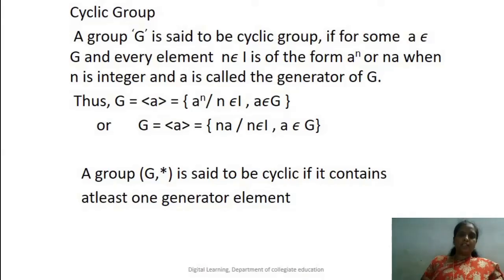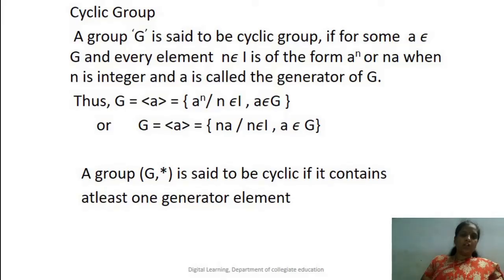A group G is said to be a cyclic group if for some a belongs to G, every element is of the form a power n, or n into a, when n is an integer, and a is a generator of G. So in this cyclic group we have to concentrate on the form a power n, or it has to be in the form of n into a. And also we have to concentrate on the word generator.